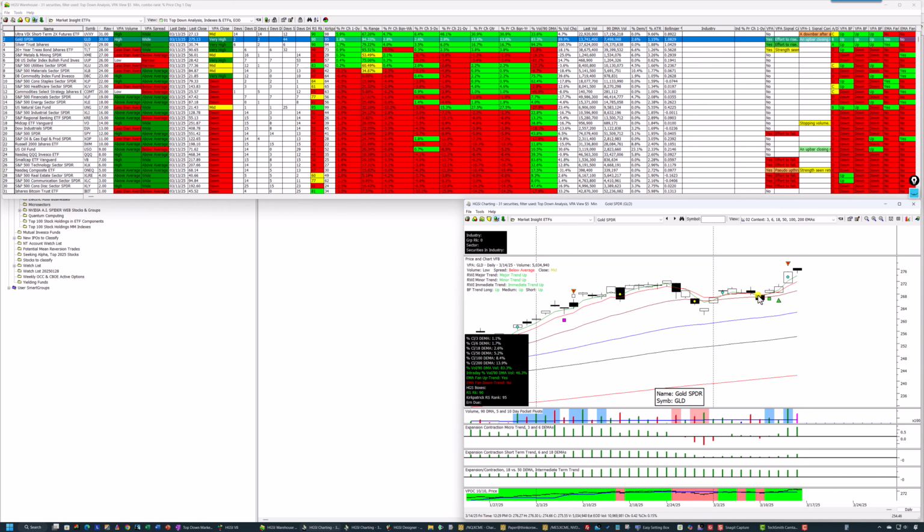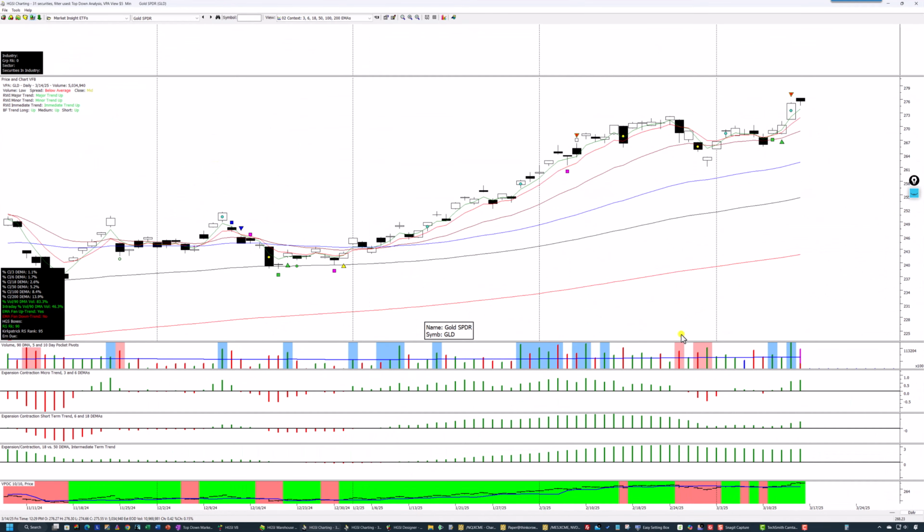You can see the pullback happened right here, and then it happened again here. This was the most recent pullback, and then there was strength seen returning after a downtrend, confirmation of that, and it closed at a new high yesterday.